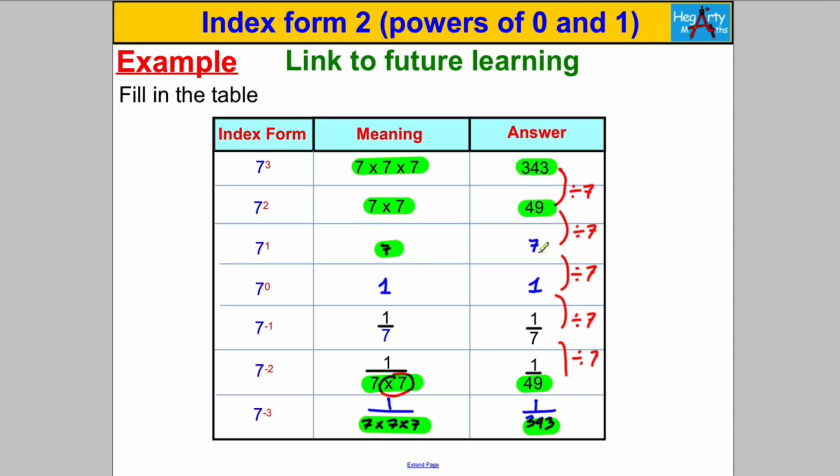7 on its own is 7, and then 1 over 7. Okay, so you can see the symmetry. Negative powers are 1 over the same thing to the positive power. Okay, and that's something we're going to come to in the next video.